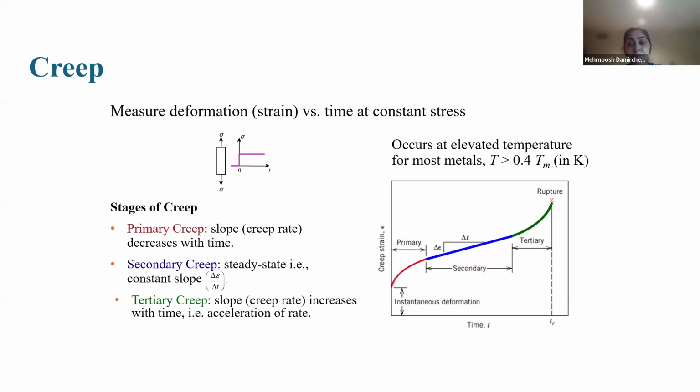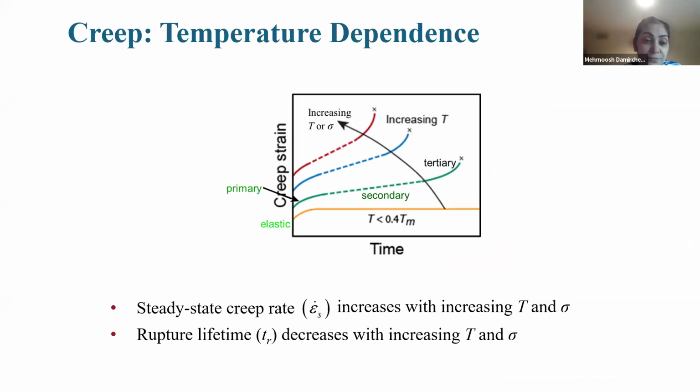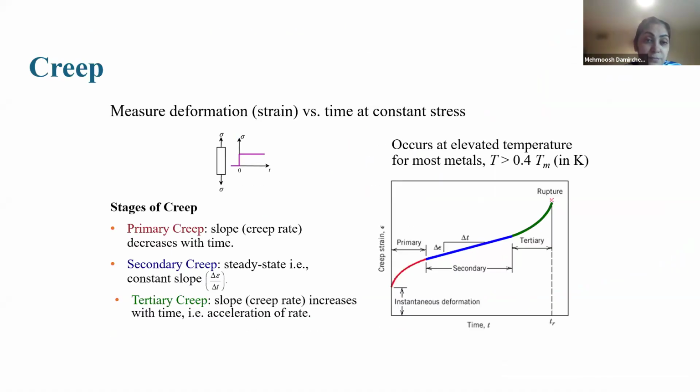Okay, creep is a time-dependent deformation of the material under a constant stress. As you see here, stress is constant, meaning stress does not change with time, but the strain, as you see in this curve, completely changes with time. And this creep occurs at elevated temperatures for most metals when temperature is more than 0.4 times the melting temperature in Kelvin.